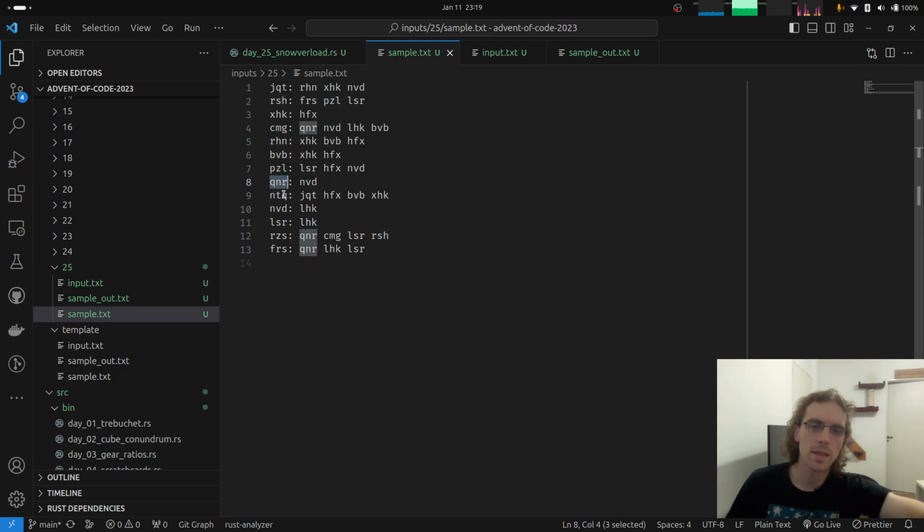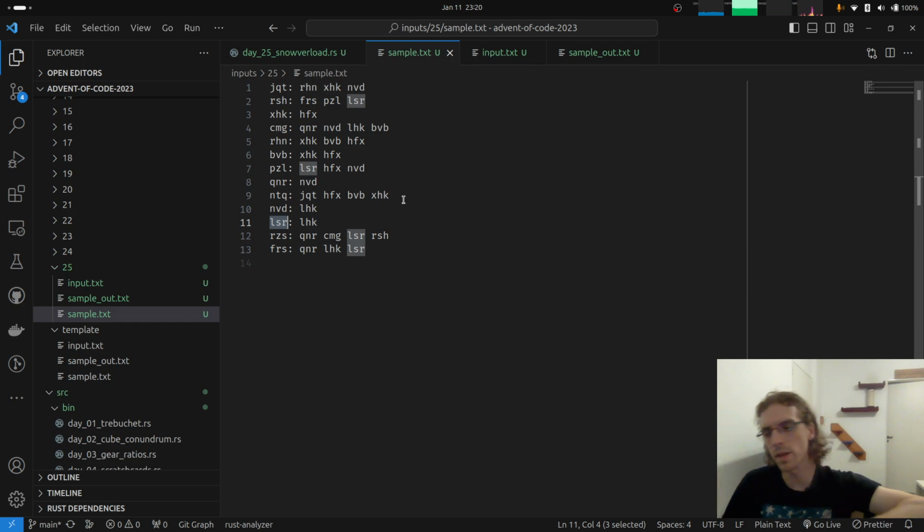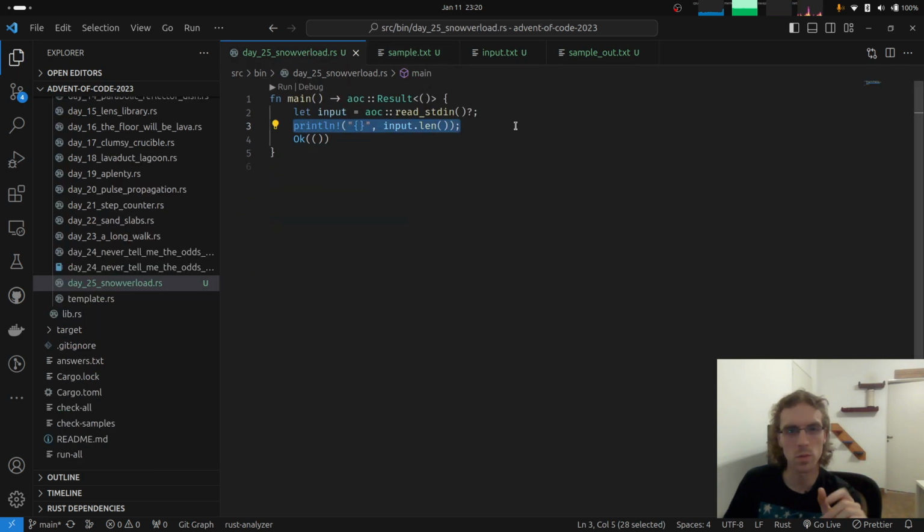So I am guessing that there's probably no node that has only 3 wires connected to it, because if that were the case, that would be a trivial solution. If a single node had only 3 edges connected to it in the graph, cutting those 3 edges will disconnect that component from everything else, and that would be kind of a trivial solution. So I'm guessing that doesn't happen on the actual input, otherwise it wouldn't be fun.